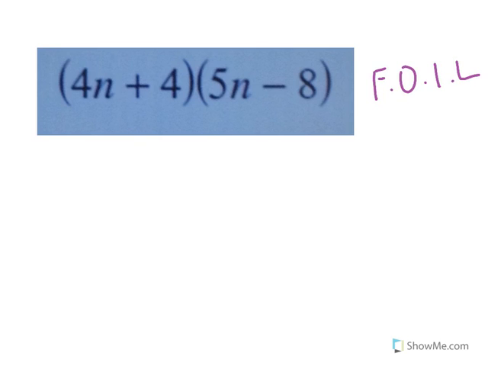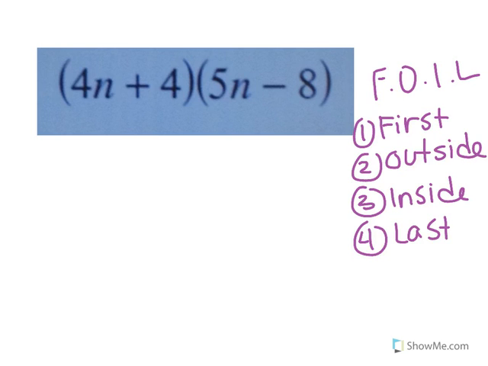So now I'll show you how to multiply two binomials using FOIL, the FOIL method, which just stands for first, outside, inside, last. So I'll take the first term, 4n times 5n. That's going to give me 20n squared. Since I have two variables there, they need to have that exponent of 2. They're being squared.